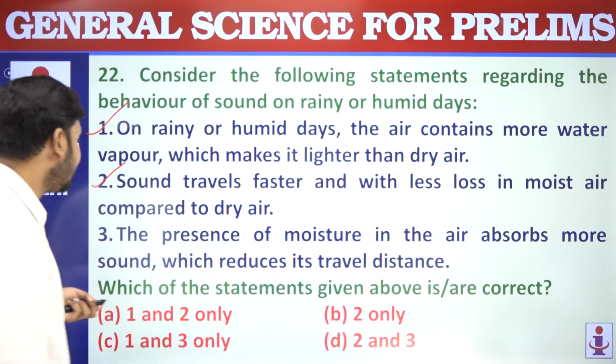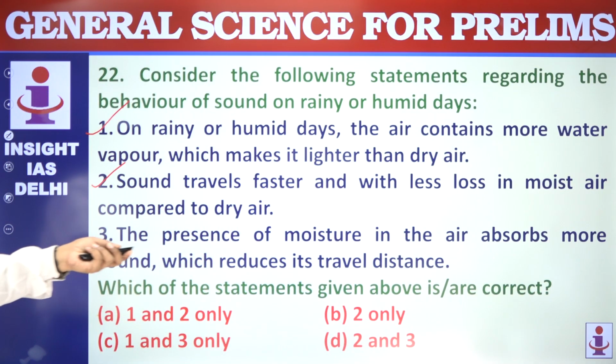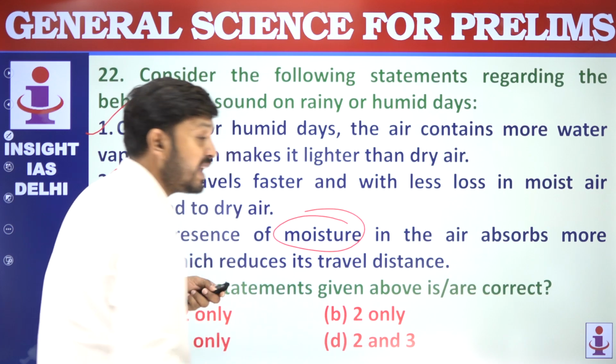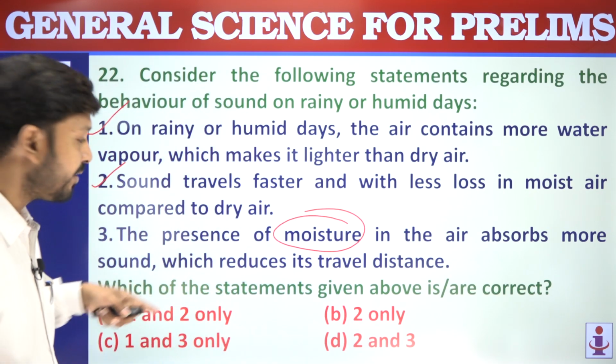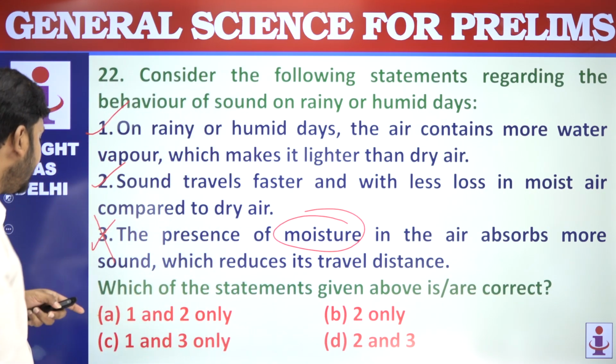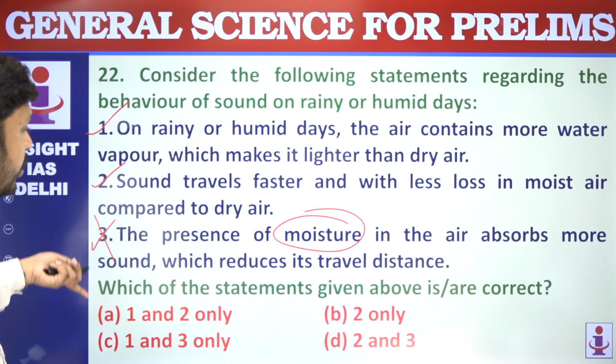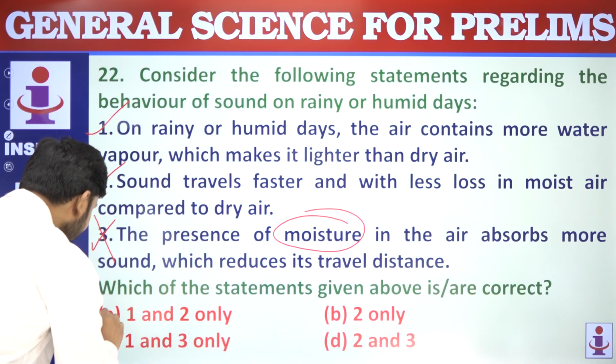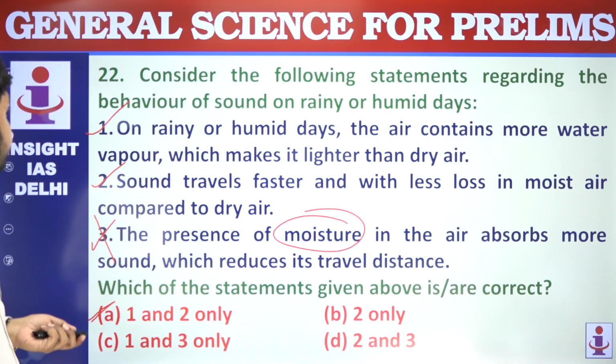Let's see the third statement. The presence of moisture in the air absorbs more sound, which reduces the travel distance. No, it is dry air that will absorb sound and reduce the travel distance. So this is the wrong statement. Out of these three, 1 and 2 are correct, and they are asking which one is correct. So 1 and 2 are there in A, so A is our answer.